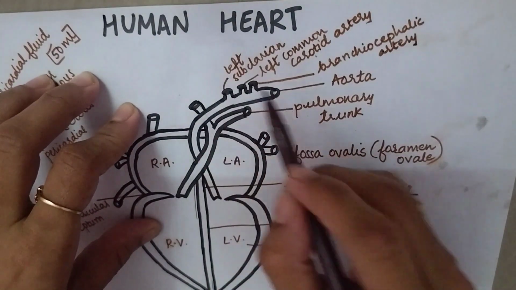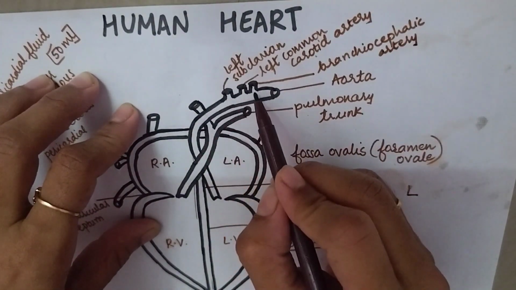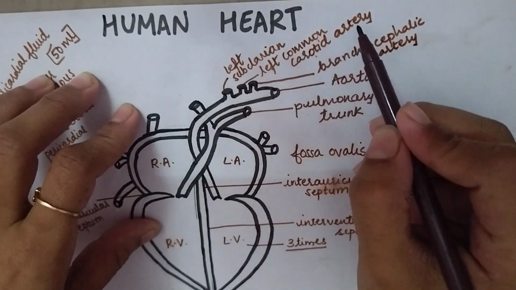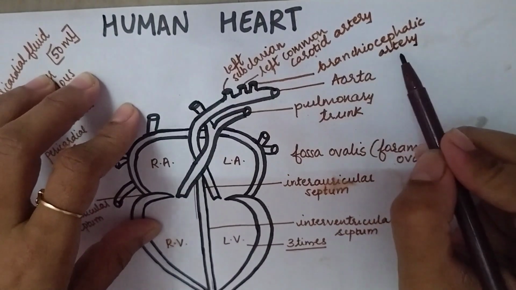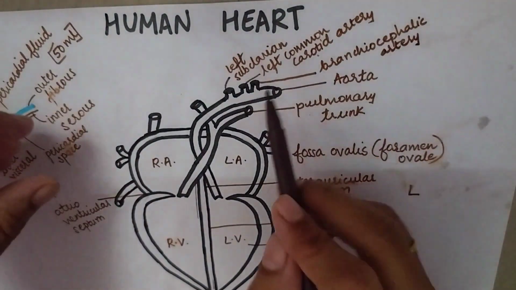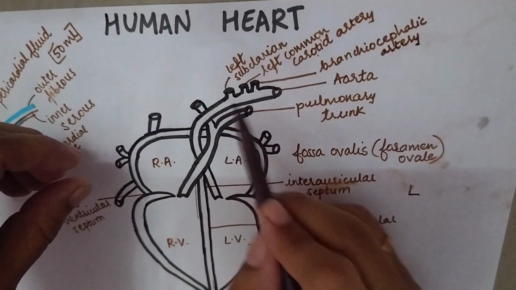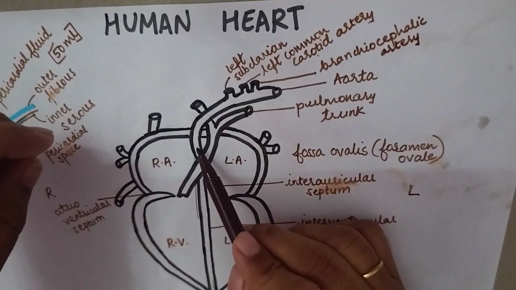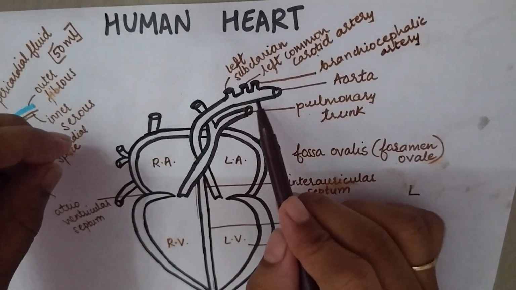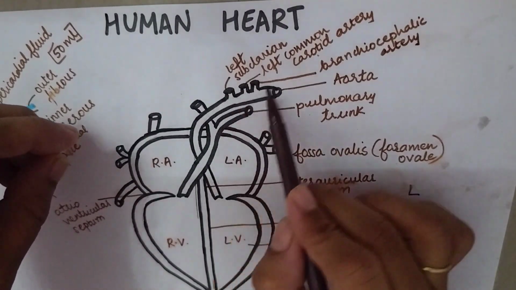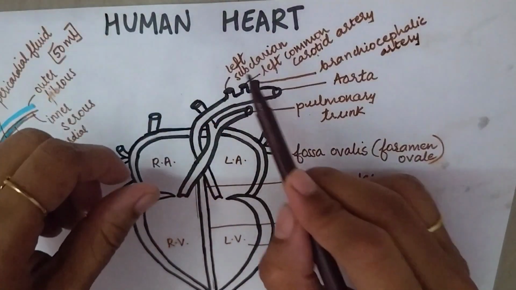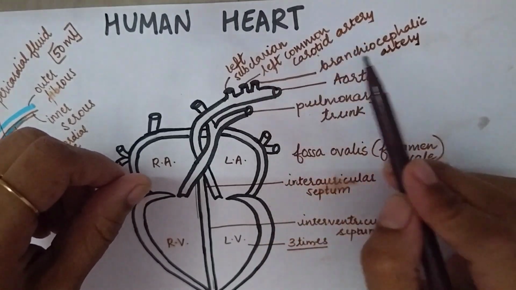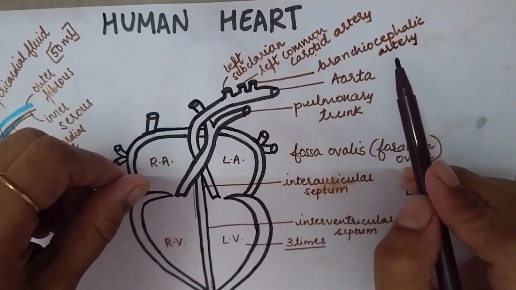So the aortic arch has three openings: the left subclavian artery, the left common carotid artery, and the brachiocephalic artery, which lies on the aortic arch. So the aorta has three regions: the ascending aorta, the aortic arch, and the descending aorta, of which the aortic arch has three openings: the left subclavian artery, left common carotid artery, and the brachiocephalic artery.